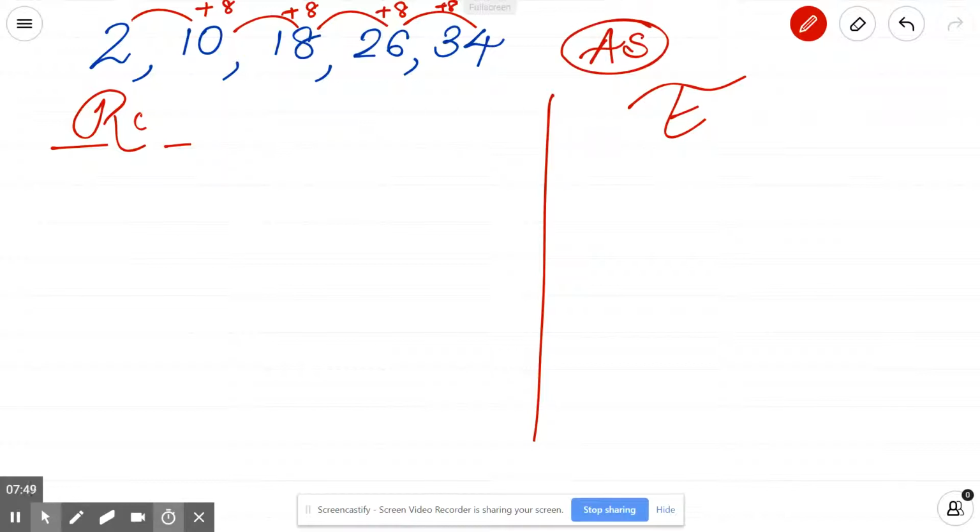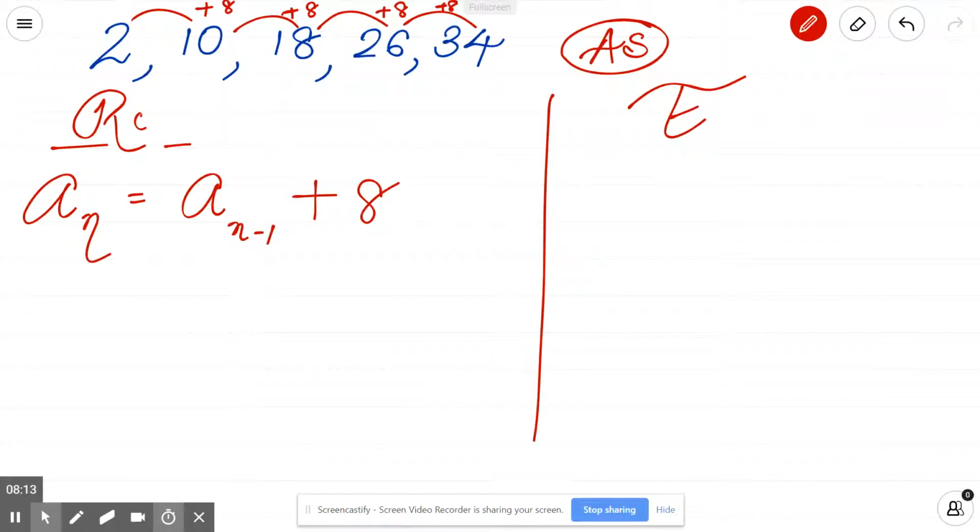And now I have to write down the formula. So for the formula, I will say, well, this formula should work well for finding any term as long as I know the previous term. So I'll have the previous term, that is n minus 1. And what number am I always adding to it? I'm always adding the d to it. So the d is 8. And that should be my recursive formula.